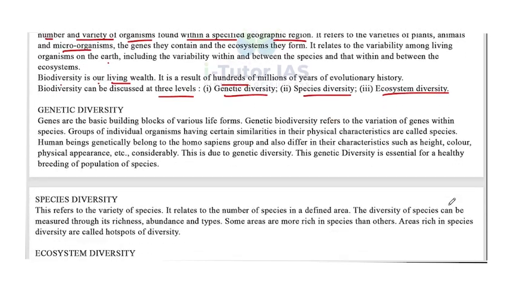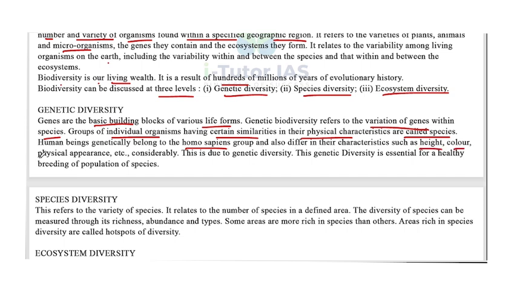So, genetic diversity. Genes are the basic building blocks of various life forms. Genetic biodiversity refers to the variation of genes within species. Groups of individual organisms having certain similarities in their physical characteristics are called species. Okay, so what are called species? The group of individual organisms that have certain similarities in their physical characteristics. These are called species.